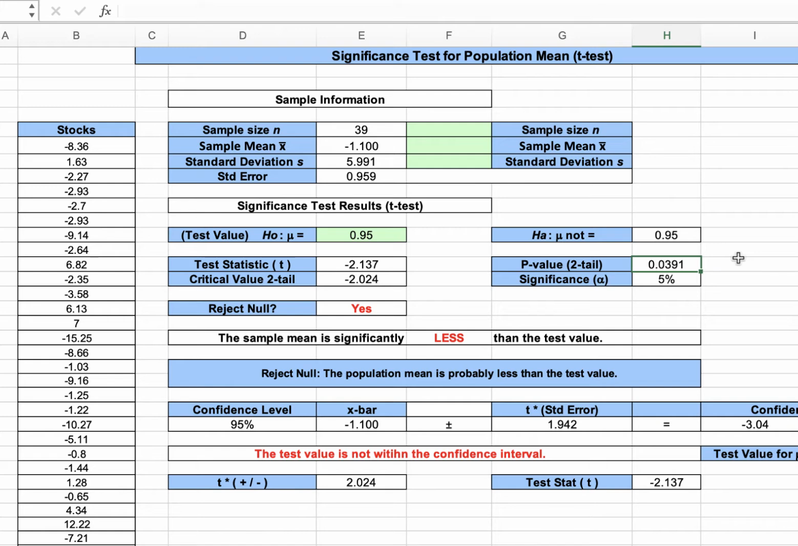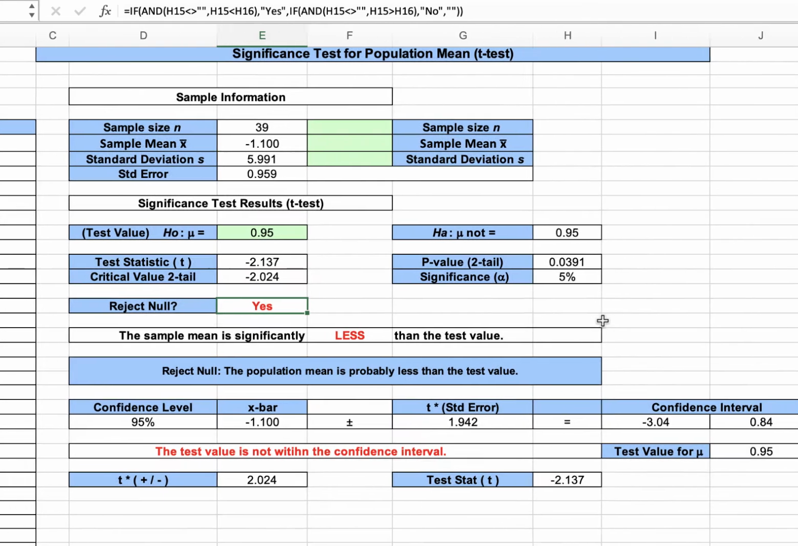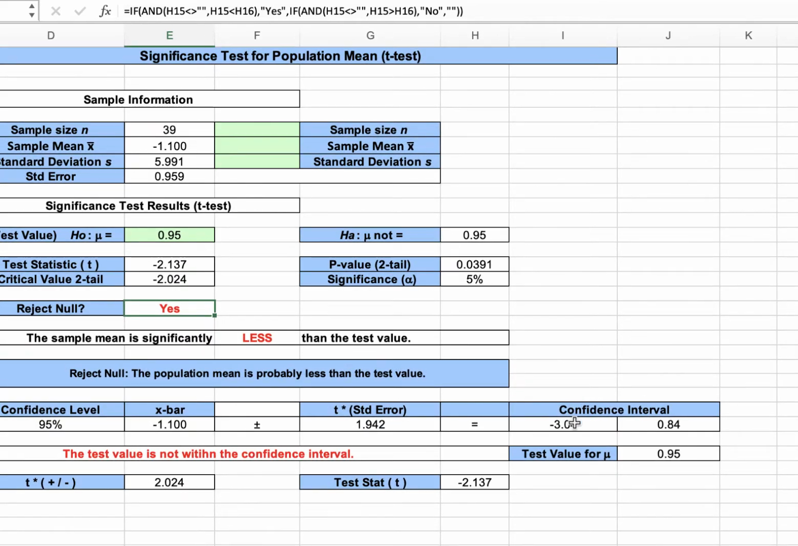But even using that higher standard, our p-value is less than 5% alpha. So our null hypothesis is rejected. So here we can see that the portfolio did in fact underperform its benchmark. We have a 95% confidence interval showing the estimate. So if the market stayed the same and the portfolio stayed the same, we're 95% confident that the long run mean monthly return would be somewhere between a loss of 3% up to positive 0.84%.